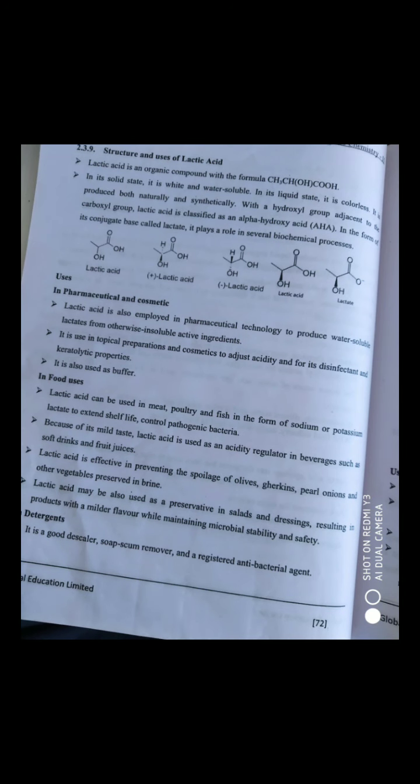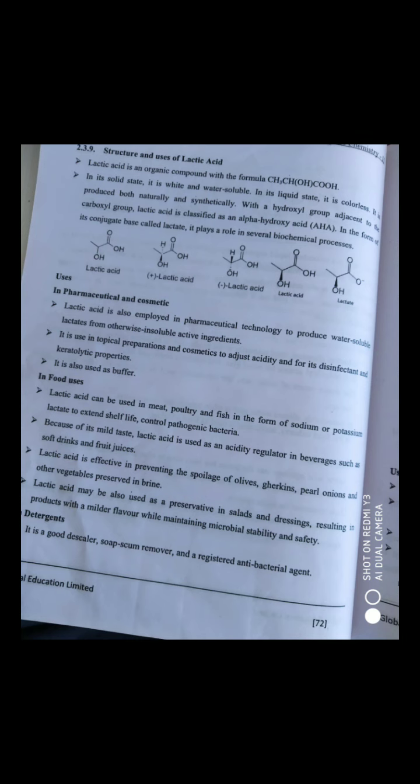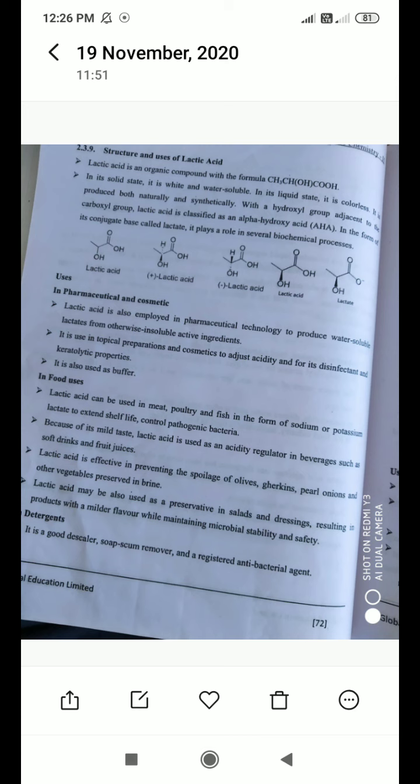Then the next compound is the structure and uses of lactic acid. Okay, how does it look, what is the structure of this lactic acid? You just look at this screen. On the screen you can see the lactic acid. Lactic acid means it contains an acidic functional group as well as an alcoholic functional group. Okay, means COOH and OH. CH3CHOHCOOH is the molecular formula of this lactic acid.